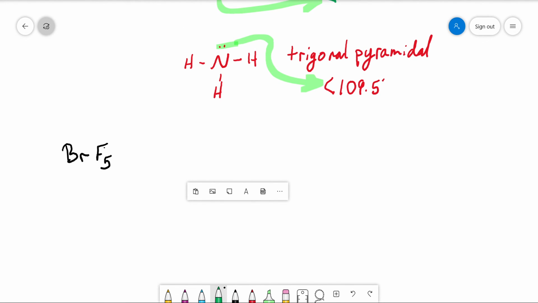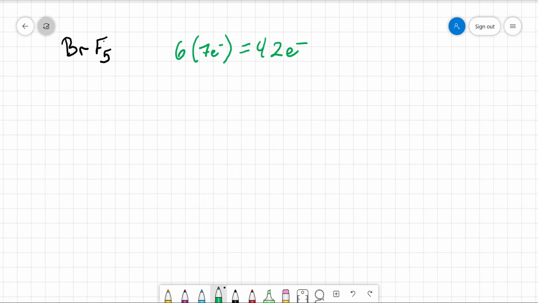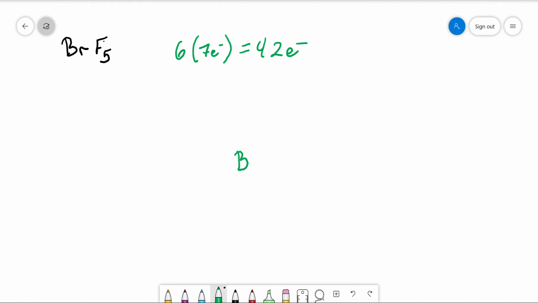Alright, so here we have 6 halogens total, each with 7 electrons, so that gives me 42 electrons. Again, you got to count those electrons. If you don't start at the beginning, you'll never get it right. And bromine, and we have 5 fluorines. Again, bromine is in the 3rd period or lower. So it's going to be perfectly fine if it has more than a full octet. I mean, it has to bond to 5 fluorines already. And if we count that up, that is 40 electrons. That leaves me with 2 electrons to put down on the central atom.